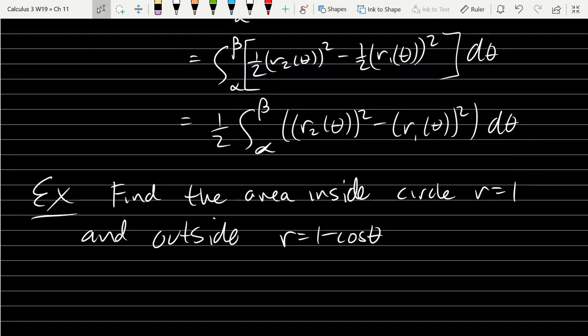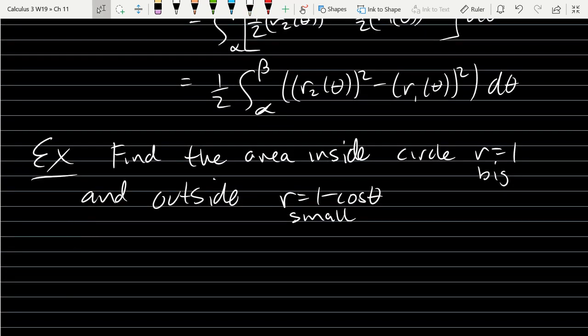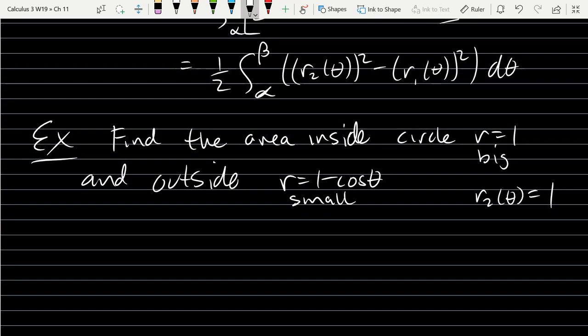So here the big one is the circle, and the small one is the cardioid. The big one we call R2, so R2 of theta is 1. That seems like a silly function, but it's the function of theta right here: it's always the radius, always 1 for the circle. The cardioid is R1, so R1 of theta is 1 minus cos theta.